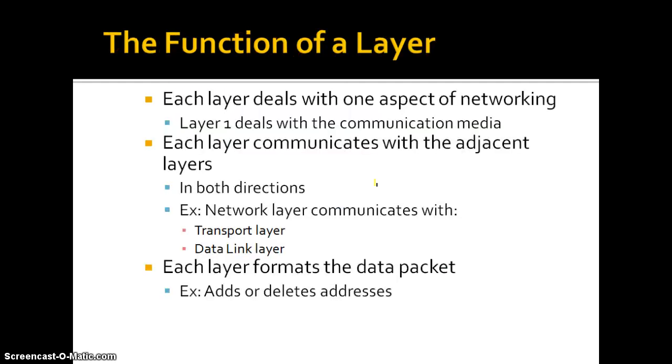The function of a layer. As can be seen in the slide, each layer deals with one aspect of networking. Layer 1 in the OSI model deals with the communication medium. Each layer communicates with adjacent layers in both directions. For example, the network layer communicates with the transport layer and the data link layer. Each layer formats the data packet. For example, it would either delete or add the addresses.